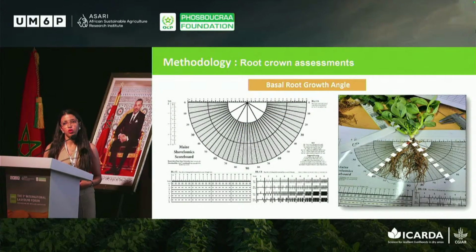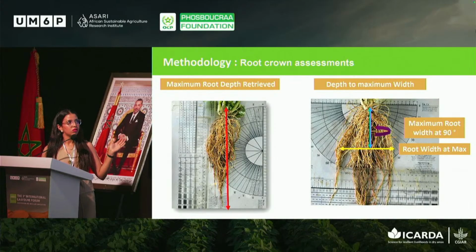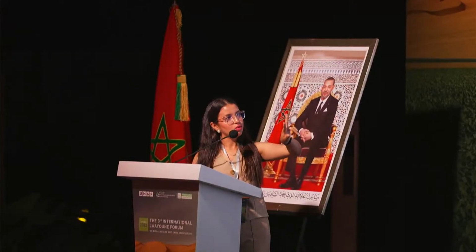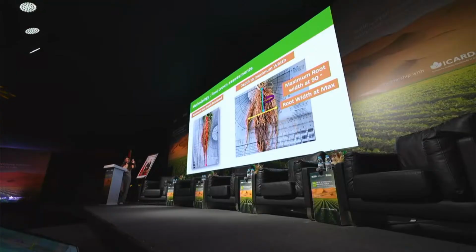This slide shows how we can record the angle using the Chevlomex scoreboard. If we want to take the angle of our faba beans, we need to put the origin of the root at the bottom, and we try to record the angle on the base of the outermost roots, left and right. And here we have the horizontal and vertical measurements that we take, and also the root width max. We also need to turn our root by 90 degrees to assess the root width in both directions.